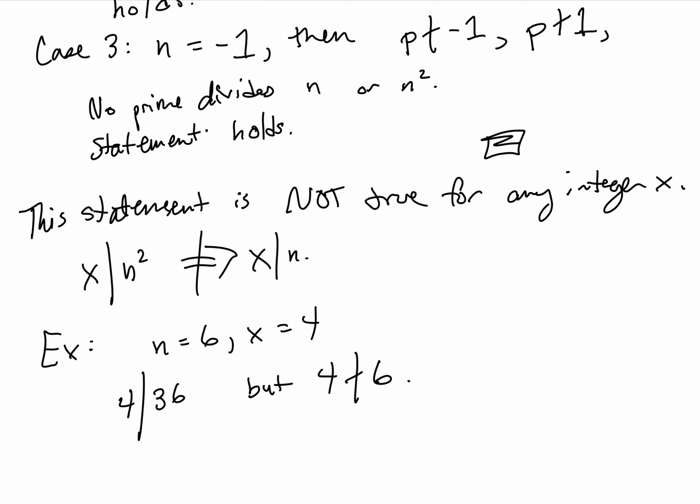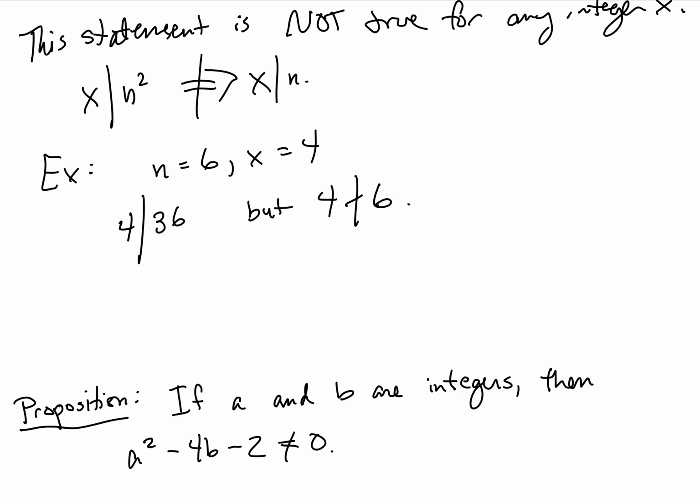Okay, so let's use the theorem above to try to prove the following proposition. If a and b are integers, then a squared minus 4b minus 2 is not equal to 0. So let's try to prove that, and we might somehow use the fact that a prime divides n if and only if a prime divides n squared. So give that a shot, and we'll talk about it in a moment.